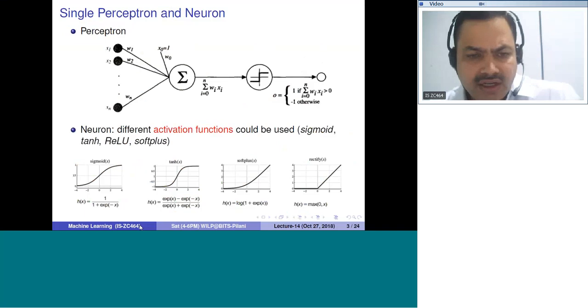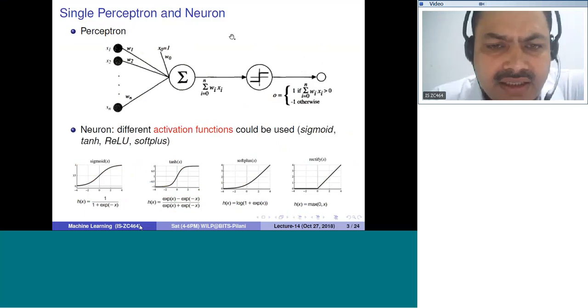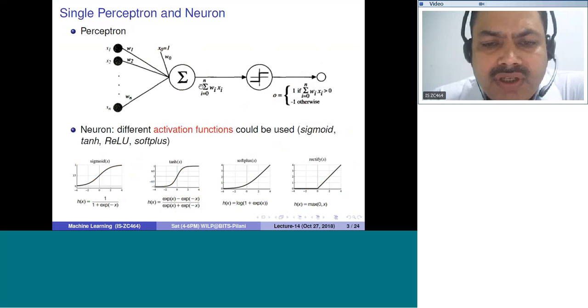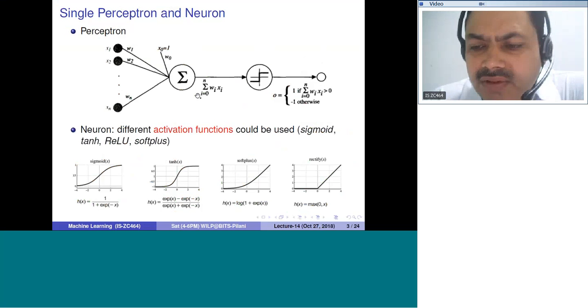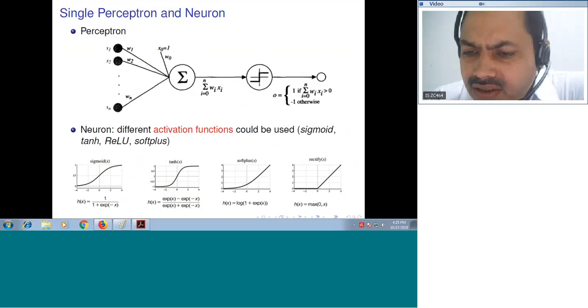All right. So we have discussed this kind of model that we are going to use, where inputs are there and weights are there. You find the multiplication of the inputs with the weights, and then there is some function.